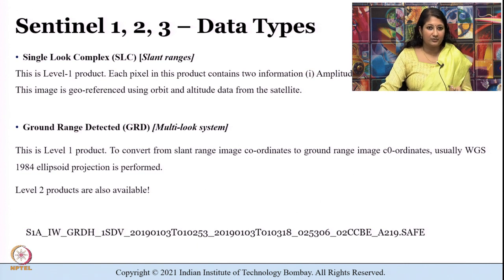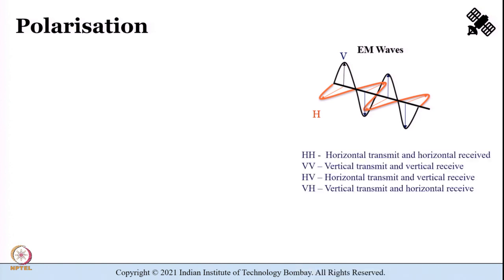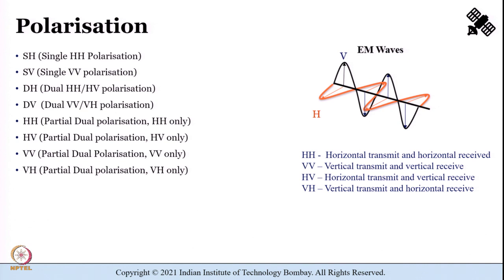Now, the data that we have downloaded for this particular tutorial, this is the name of the file. You can see it is pretty lengthy, isn't it, okay. As mentioned in tutorial 2, by now I feel you have a fairly good idea about what is polarization, what is HH, VV, HV and VH. In addition, we have some abbreviations. For example, SH stands for single HH polarization, and we also have dual polarizations and partial dual polarizations, which are written here. Just a few abbreviations, but by now you do understand what is polarization and that H stands for horizontal and V stands for vertical, okay.